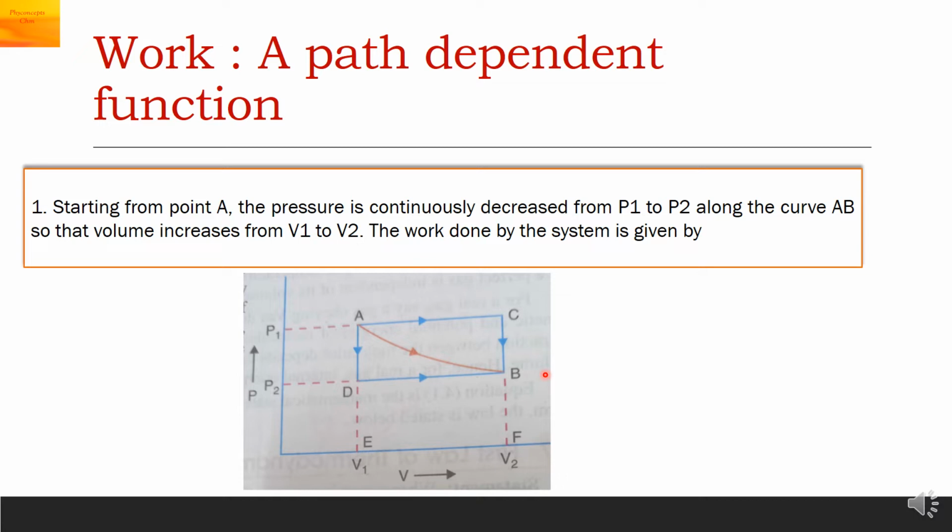So we will write down the work done by the system, which we denote as W1, is equal to the integration of P dV with the limits from V1 to V2. Now this work done can be written as equivalent to the area under this curve AB. So what is that area? This area under the curve AB will be ABFE.